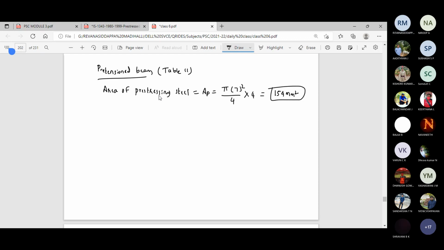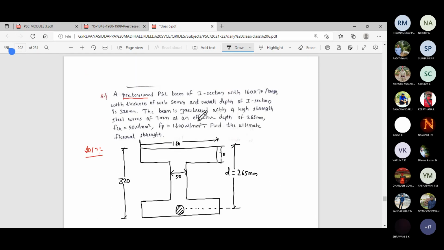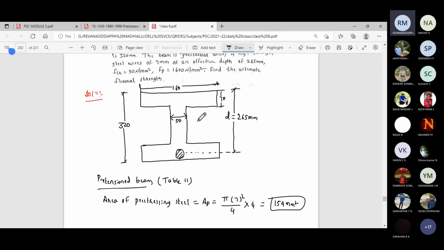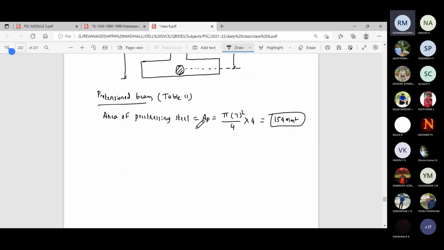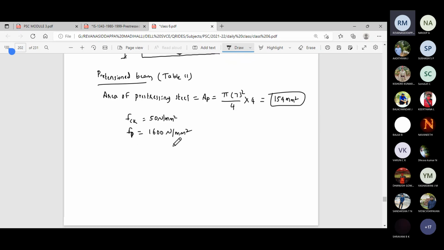Okay. Then what else is given? fck and fp are given. fck is given as 50 Newton per mm square. fp is given as 1600 Newton per mm square.